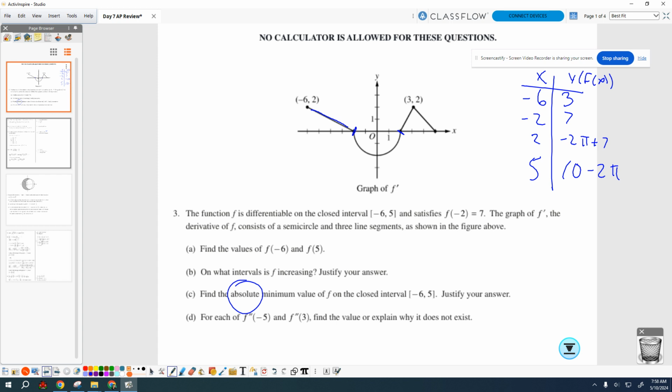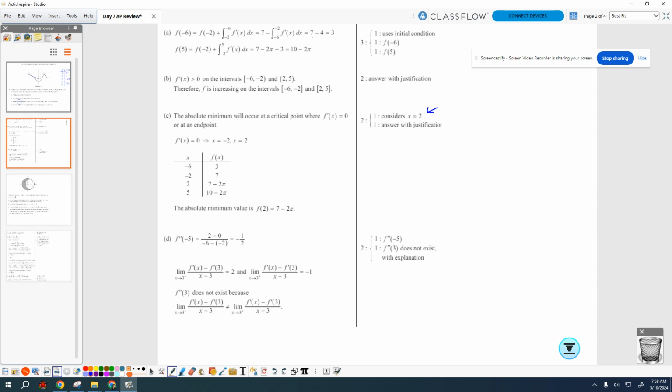So fundamental theorem of calculus, feel okay with things? On the answer sheet, they did do a lot of limits and stuff. Do we do that or do we just say... wait, let's see. So at negative 5, they just found the slope, and at 3, does not exist with explanation.